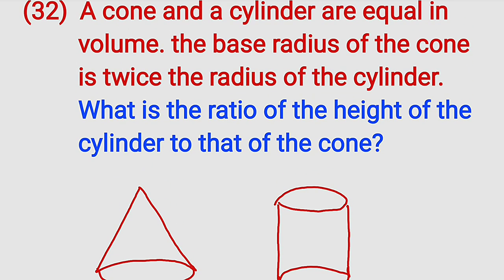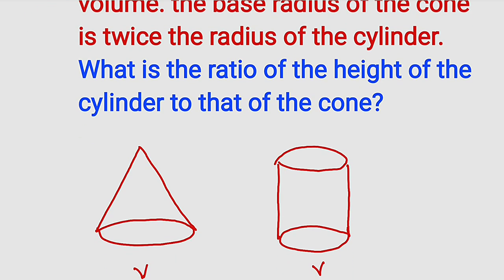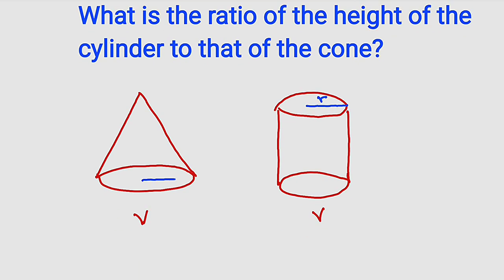All right. Another thing, they said that the radius of the cone is twice the radius of the cylinder. So let's assume the radius of the cylinder is R. Therefore, the radius of the cone will be 2R because the radius here is twice this one, right? And we have a corresponding height here. Let's call it small h, and let's call this height capital H.